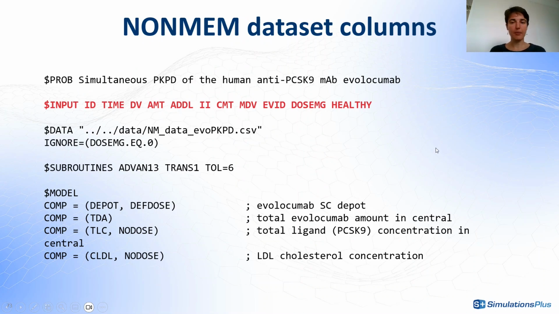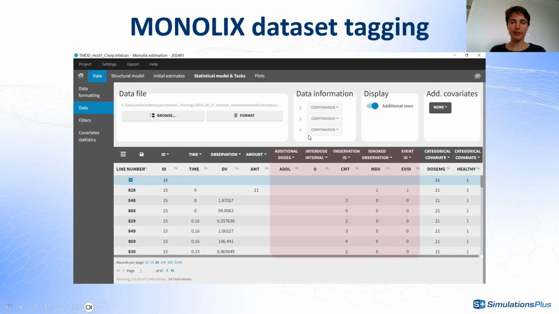So let's do the same and proceed step by step through the Nonmem control stream. So first we have this input line that defines the meaning of the different columns. And that's going to be pretty similar in Monolix. So I'm going to add ADDL as additional doses, II as interdose interval. Here CMT is used to distinguish different types of observations. So I call it observation ID, MDV ignored observation, and EVID event ID.